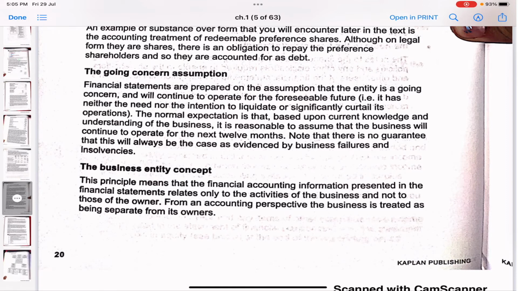So, whenever you use the accounting principles, you just assume that a business will go on forever. You assume that the business will go on for a foreseeable period. You just assume that business will not wind up and it will continue to go on forever. That is what is known as a going concern principle.